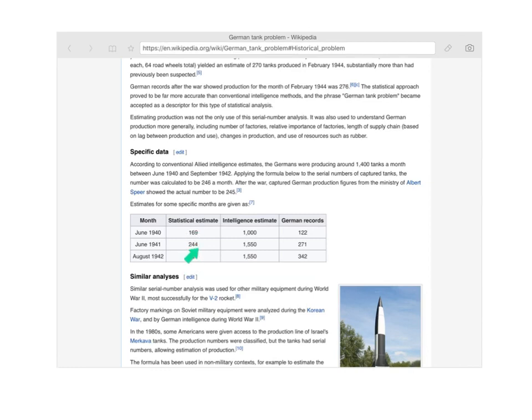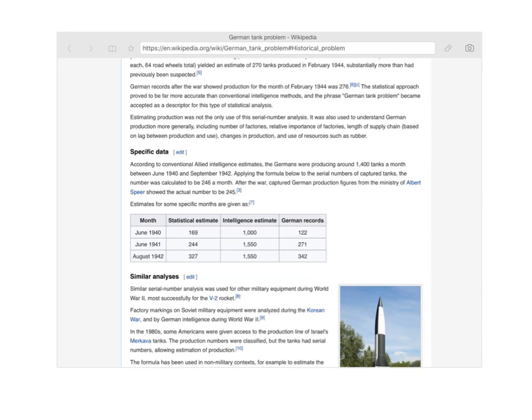And then here we have their statistical estimate for a given month, and the actual German records. In June 1940 they overestimated. June 1941 they were pretty close, but they underestimated. And in August 1942 they underestimated. But these were pretty close compared to the intelligence estimate, right? So the principle that they used here was confidence intervals. Okay.